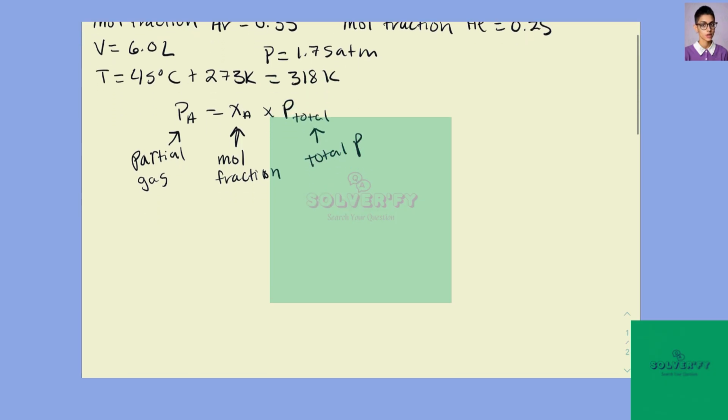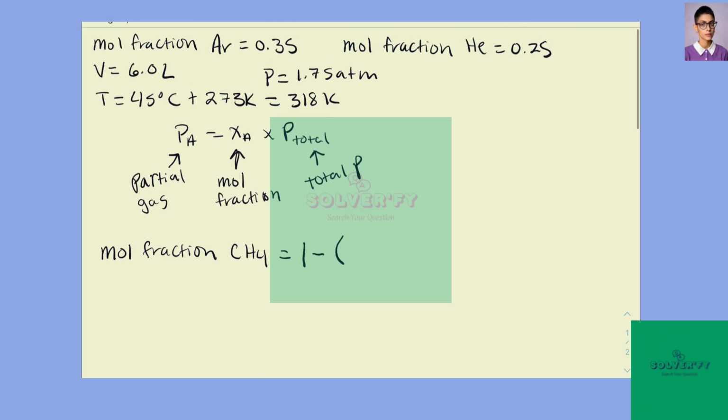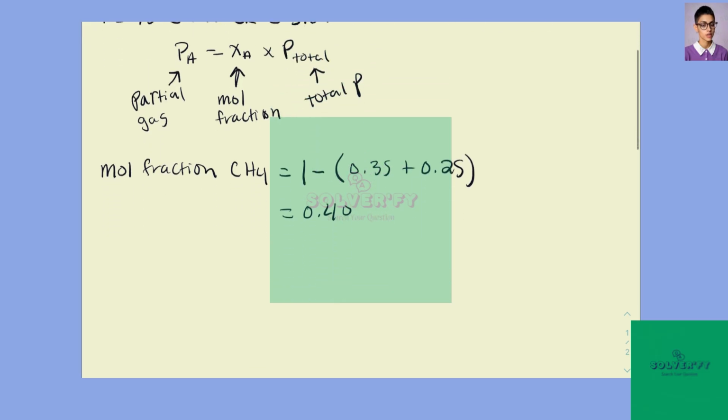All right, so to get our mole fraction of methane, CH4, we know that the mole fractions have to add up to 1 for all parts of the mixture to equal the total pressure. So if we take 1 minus the mole fractions of argon and helium, 0.35 plus 0.25, we're going to get the mole fraction for methane. So this is going to be 0.40 for the mole fraction of methane.